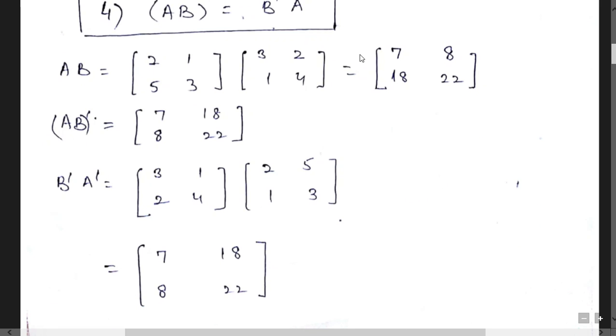AB transpose: now the matrix is 7, 8, 18, 22. After the transpose it will become 7, 18, 8 and 22. Now B transpose, A transpose. Convert the second matrix and then the first matrix and multiply again. You will get the same answer.